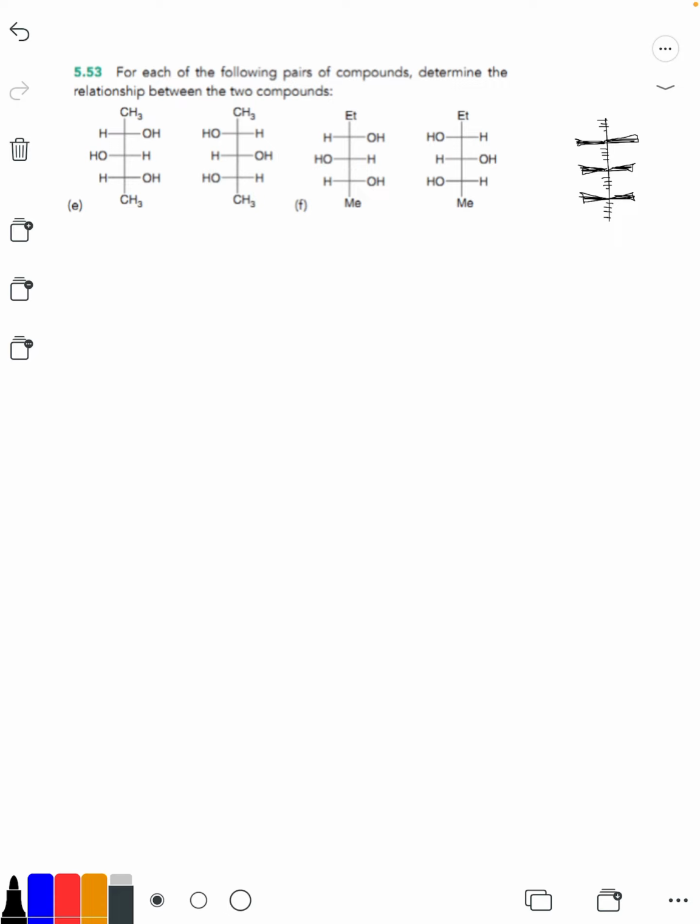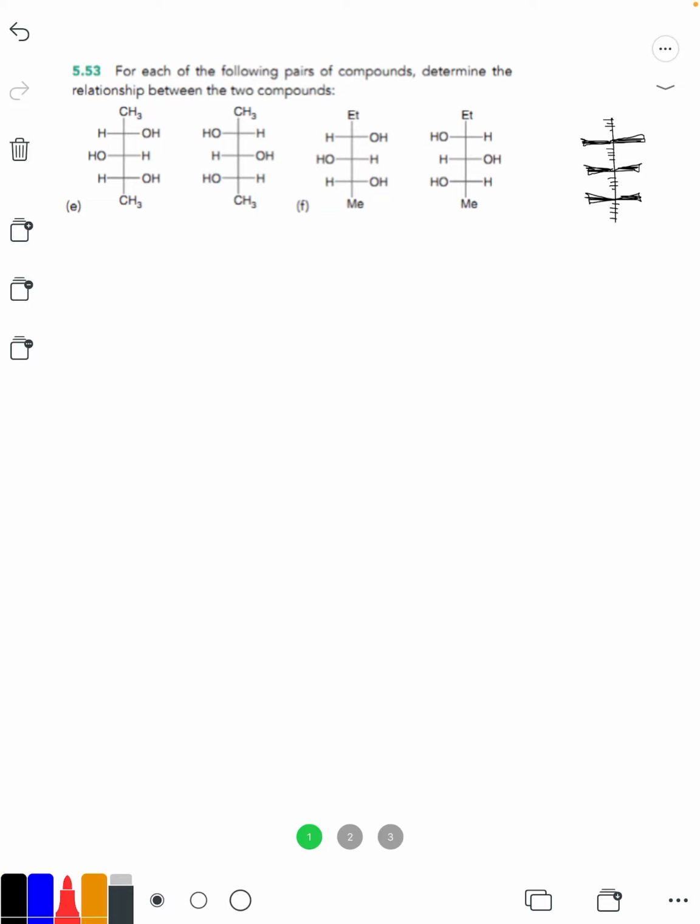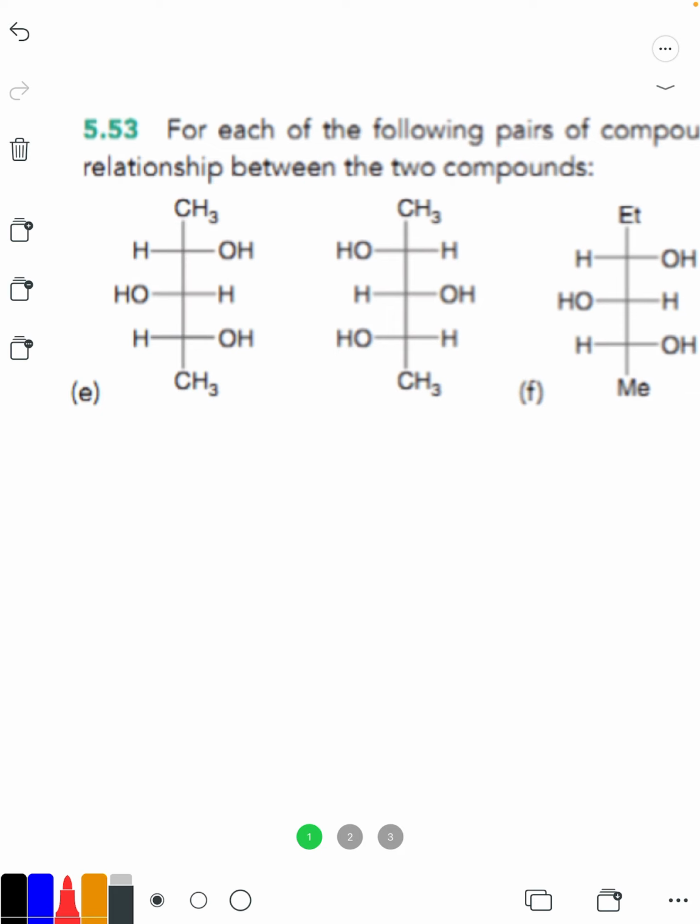So when we want to determine the relationship between two compounds, we first want to think about what has changed at each stereocenter. So how many stereocenters are there, and what has changed at each one, or which ones have changed? When we look at the first pair of molecules in problem E, we see here, we can zoom in a little bit, that there are three stereocenters here at carbon 2, carbon 3, and carbon 4. We also notice that the molecule is symmetrical.